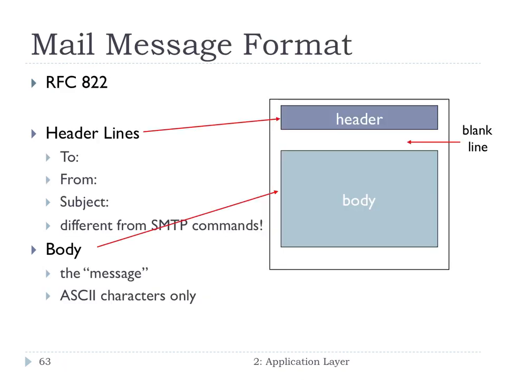This is the format of the mail message. This is defined in RFC 822. We have the header lines, a blank line, and then the body. The header has these kinds of things that you're used to seeing: to, from, subject, lots of other different SMTP commands. And then the body is the message itself, which is ASCII characters only. So you can see this was defined a long time ago when email was a much simpler thing. So we've got to jump through some hoops to get the fancy email that we have today.